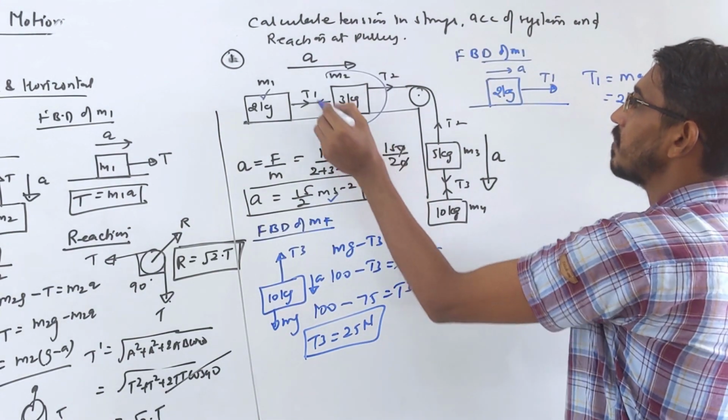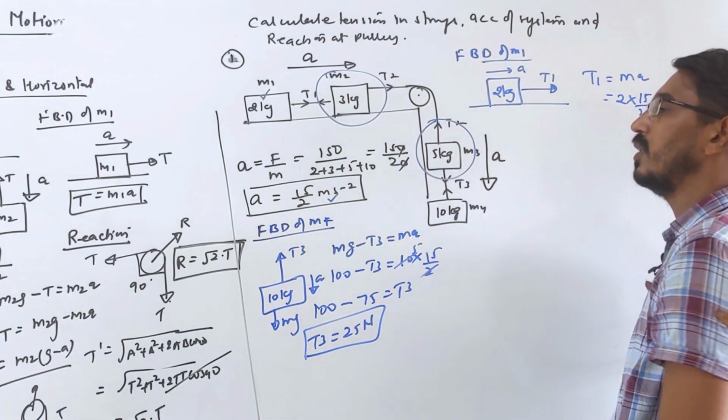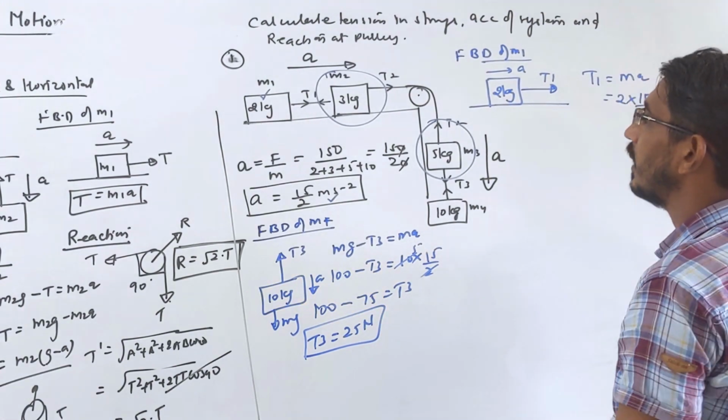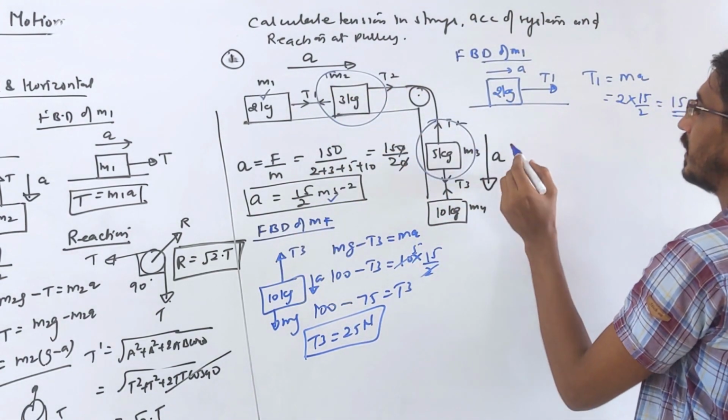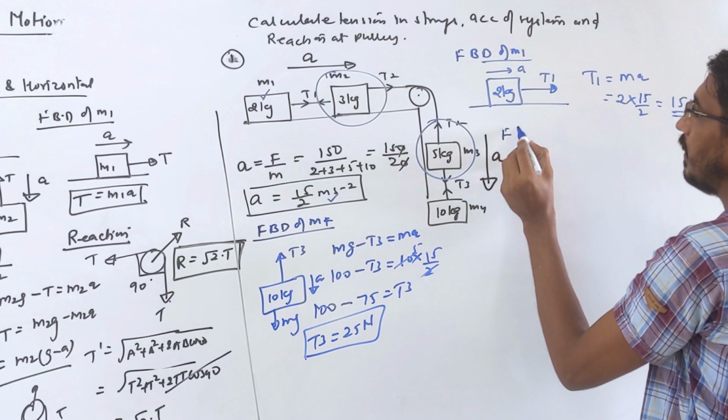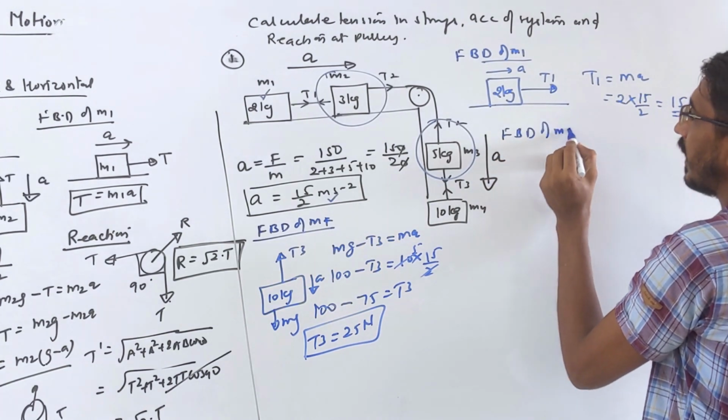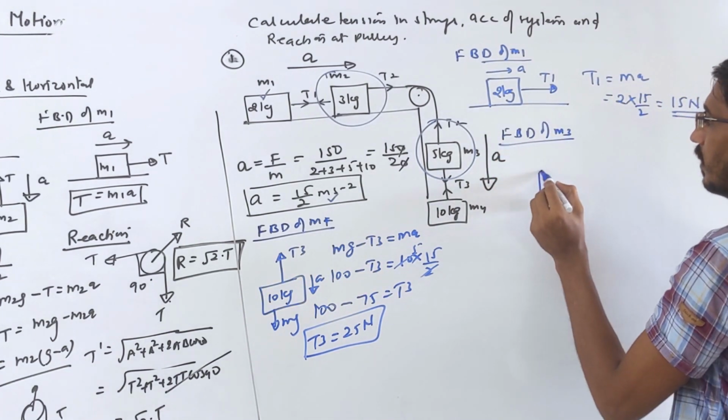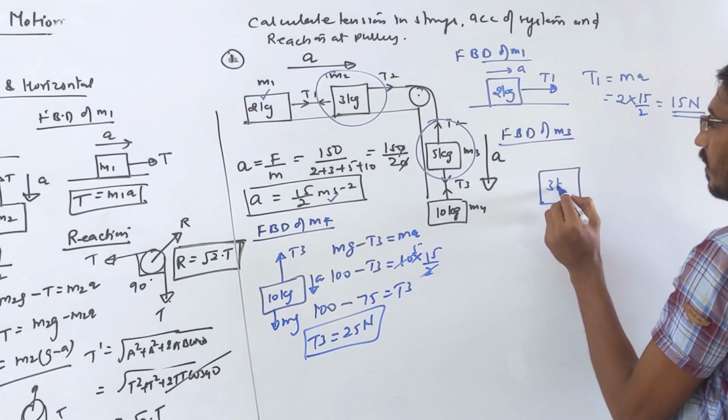To calculate T2, you have 2 methods. You can take the FBD of this block, or you can take the FBD of this block. Your choice. Okay, let's write the FBD of the 3 kg block. So I am writing the FBD of M3. When I write M3, how does it look? This is the 3 kg block.